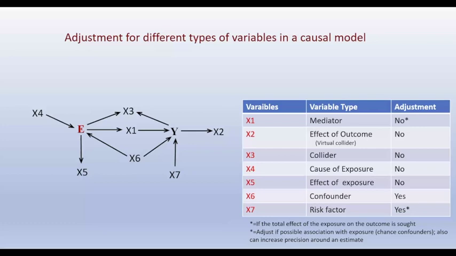X7 is a risk factor. Risk factors are a bit interesting. If you think about it in very pure terms, risk factors should not be adjusted for because, again, it's not a confounder. But we have some data that suggests that they may increase the precision around the estimate. And sometimes we don't really know if the risk factor is a pure risk factor, it's very hard to say, or whether there is a potential for association with the exposure, and that's what we call chance confounders. If that is the case, then risk factors can be adjusted for. Certainly, it is not a big no-no like conditioning or adjusting for a collider, but there are interesting arguments on both sides in the discussion of adjusting for risk factors.